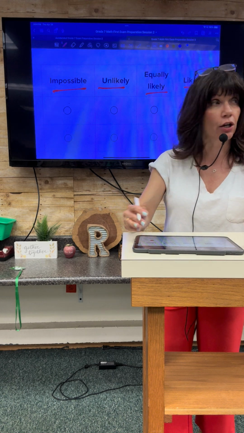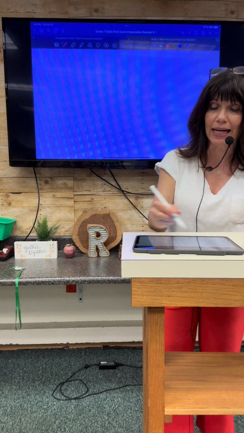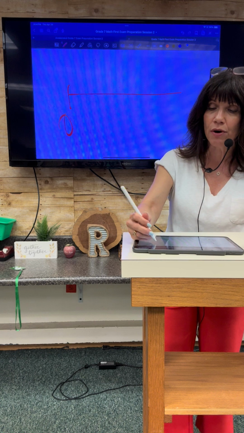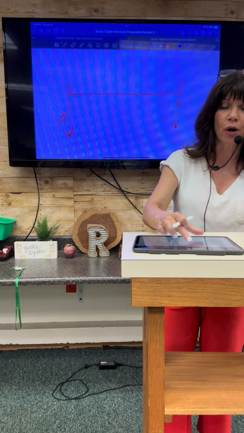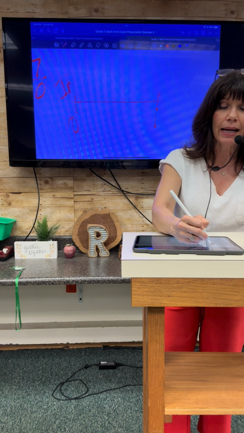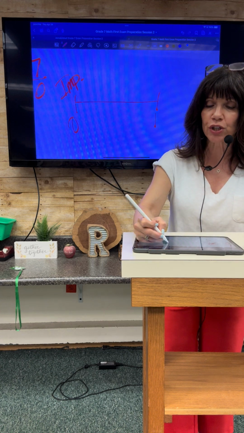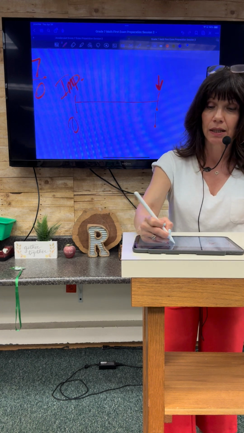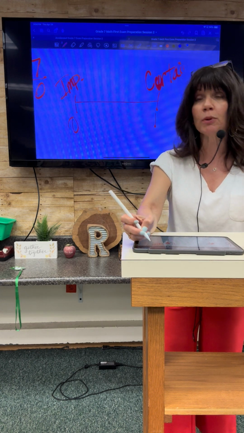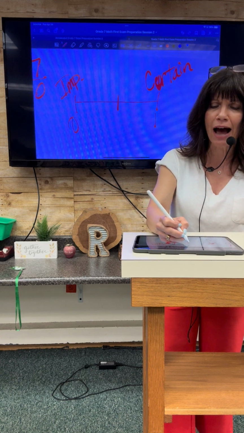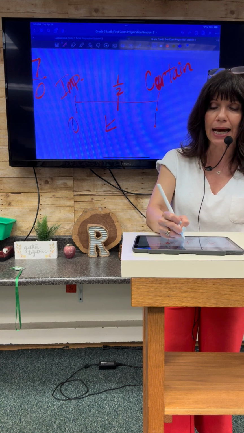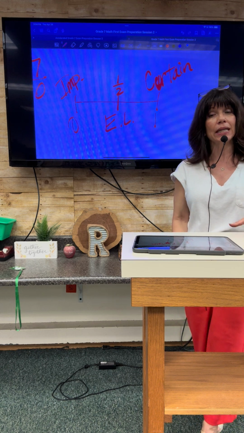You're absolutely correct. Because you are looking at a continuum that goes from 0 to 1. What does 0 chance mean? Impossible. What does a chance of 1 mean? Certain. Not just possible, but certain. And then there's a halfway point that we call EL. What is that? Equally likely.